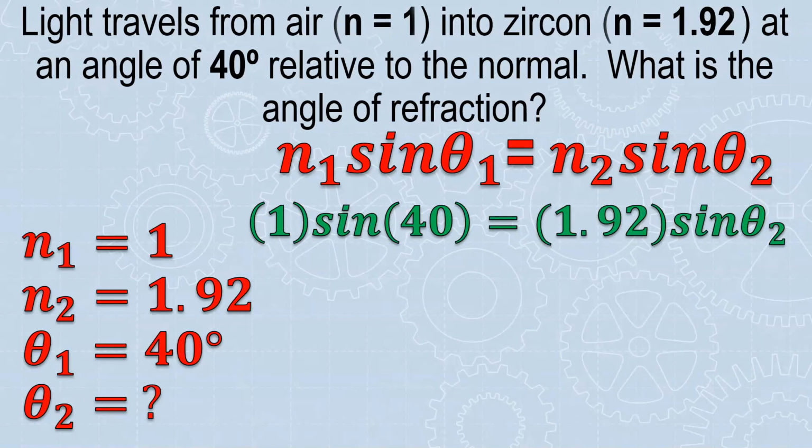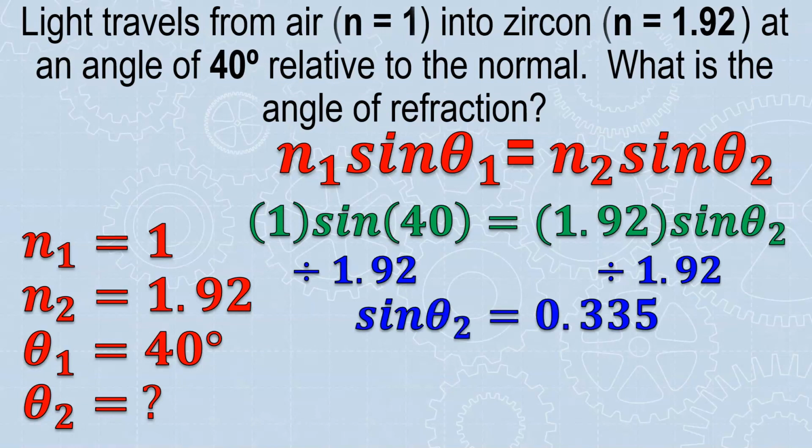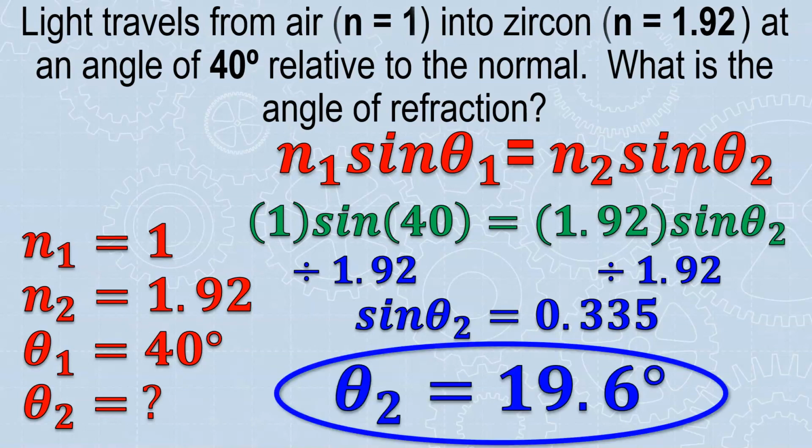So I'm going to divide both sides by 1.92. In my calculator, I can simplify out that 1 and just do sine of 40 divided by 1.92. Now that gives me the sine of theta 2. I want the angle. I want to know what theta 2 is. So just like the inverse of multiplication is division, I do the inverse of sine. When I get that, I get an angle of 19.6 degrees. That's my angle of refraction.